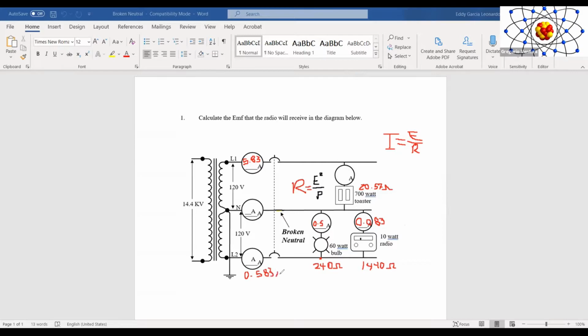That's how many amps we have on line two. But you can see that we have an unbalanced load. How much current we got through the neutral is going to be our 5.83 minus the 0.583. That's what it is, 5.247 amps. That's the unbalanced load. Now, I'm going to take you back to here, to Falstad.